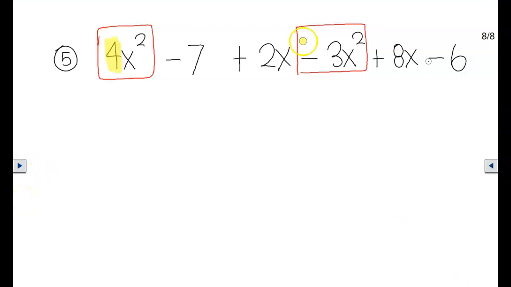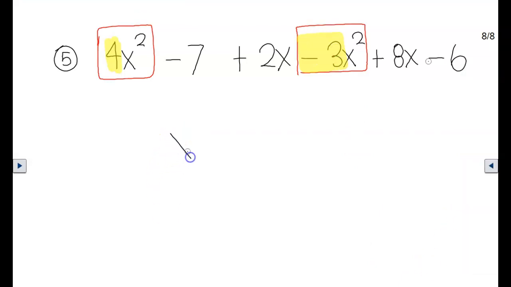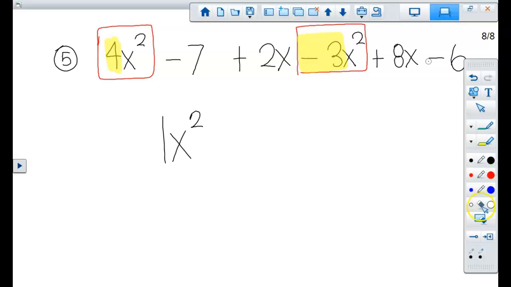We have 4 minus 3. So to combine these two, it's telling me to do 4 minus 3. 4 minus 3 is 1, and then I keep the same last name, which was x squared. So 4x squared minus 3x squared gives me 1x squared.